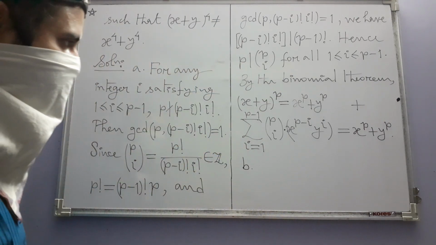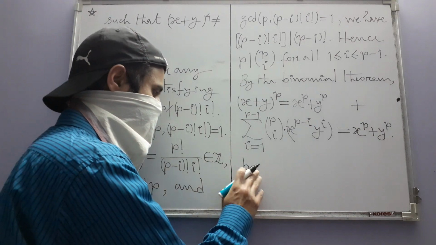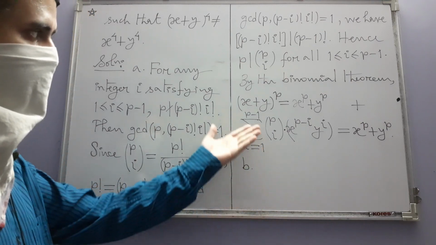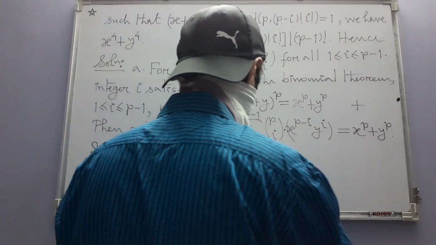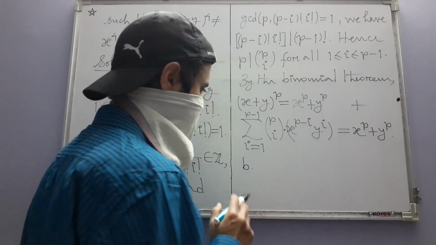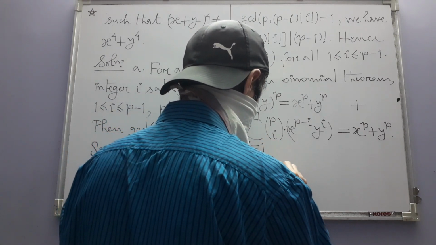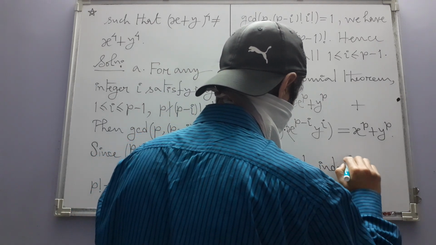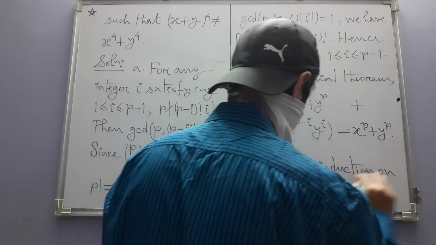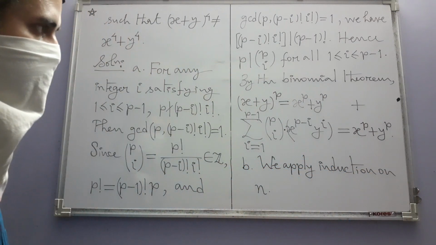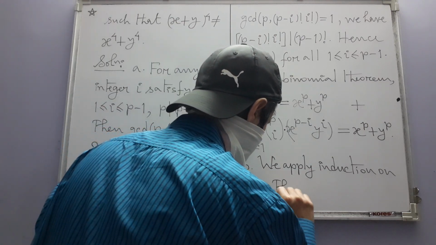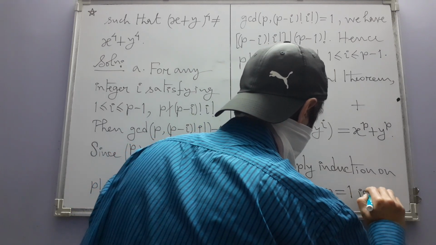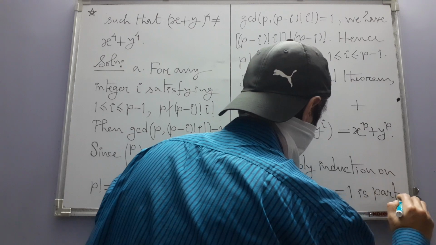Then we see part B. Part B is extremely straightforward. The harder thing that is there in part B, that is the base case, which is just part A. So to prove part B, we are going to apply induction on n. The case n equal to 1 is part A.